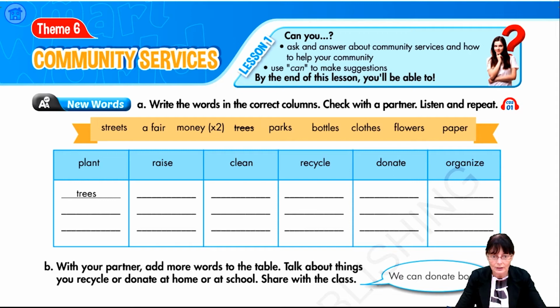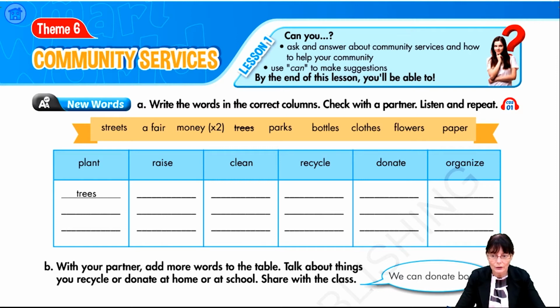Number 7, recycle bottles. Number 8, recycle clothes. And number 9, donate money. And number 10, organise a fair. We'll just give you a minute to do that, and we'll now go through and check your answers.